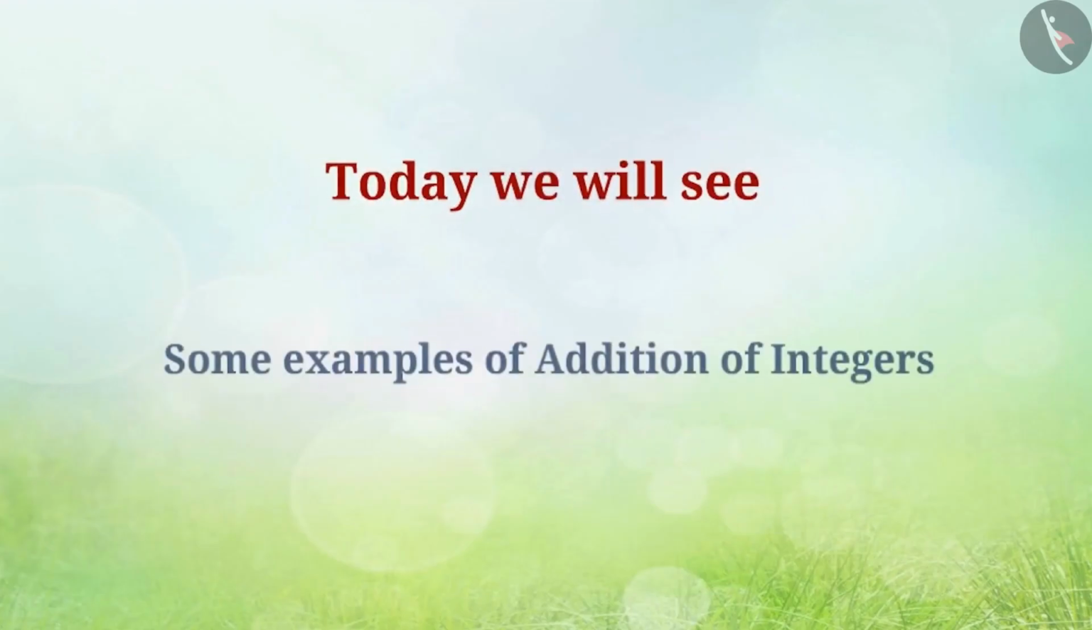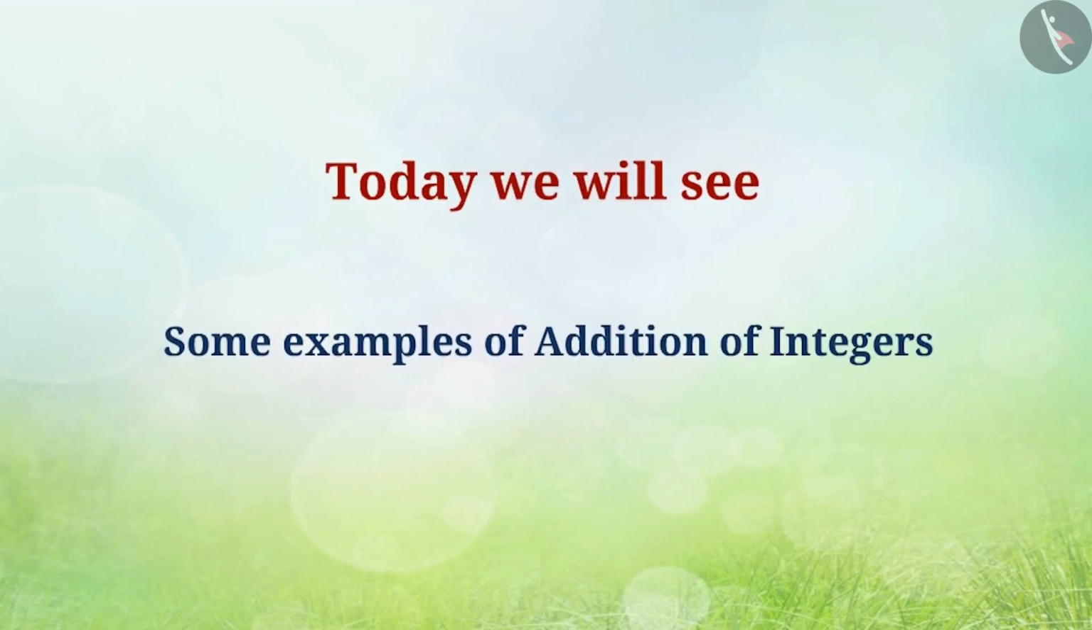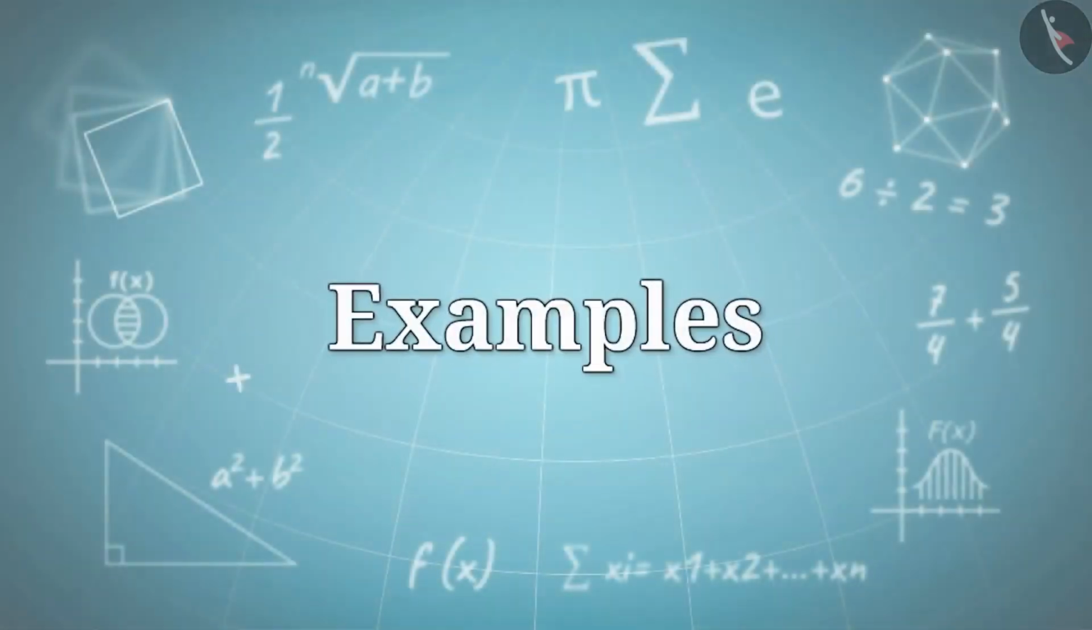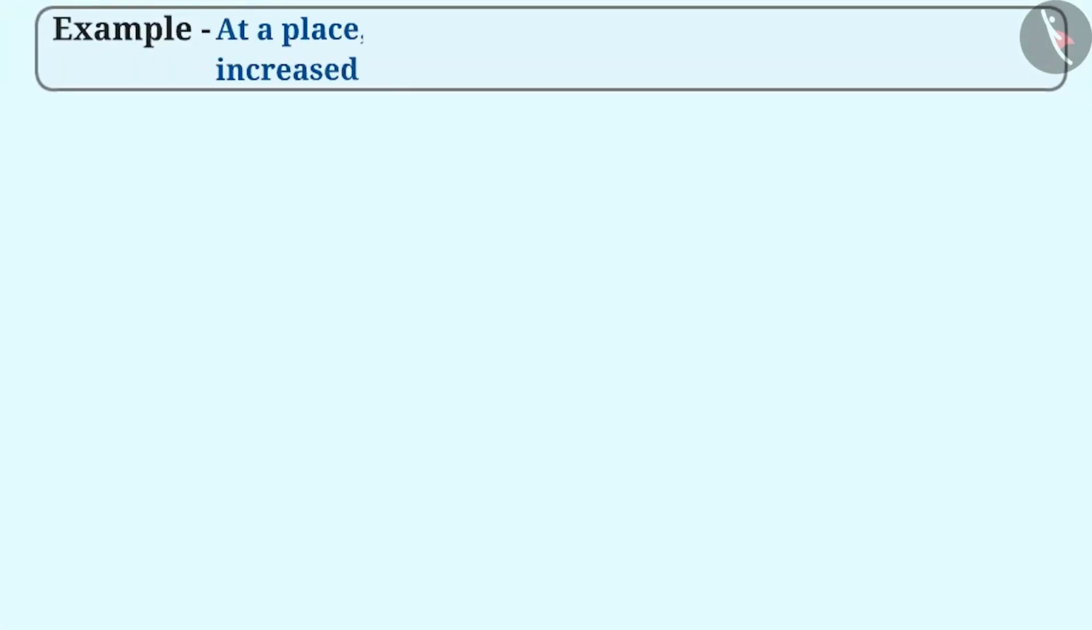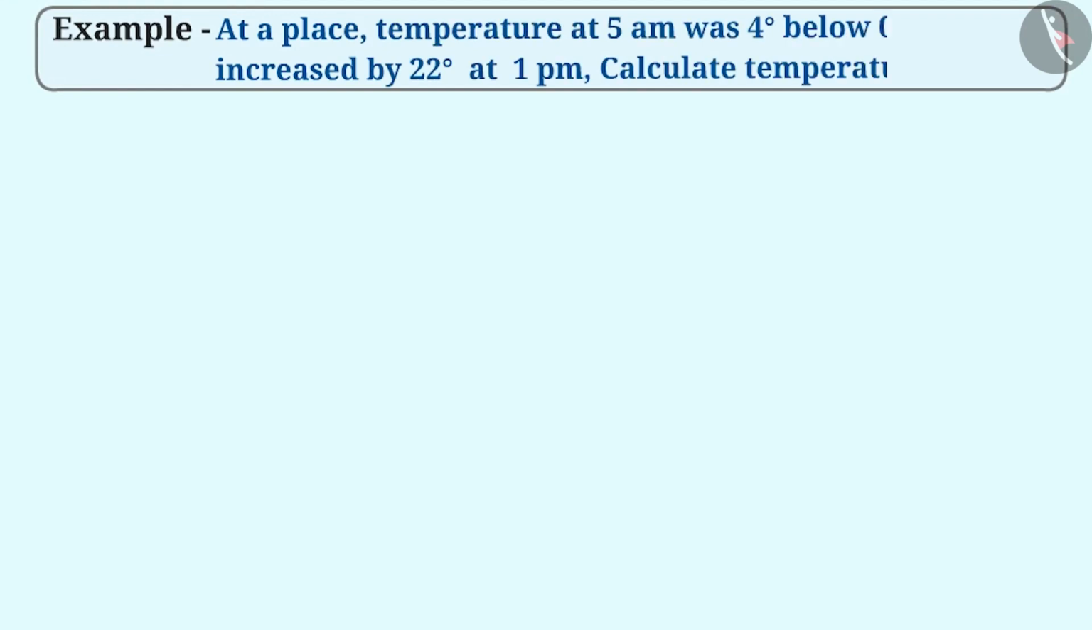Today, we will see some examples related to addition of integers. At a place, the temperature at 5 a.m. was 4 degrees centigrade below 0 degrees. It increased by 22 degrees at 1 p.m. Can you calculate the temperature at 1 p.m.?